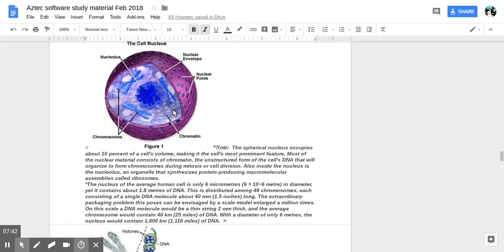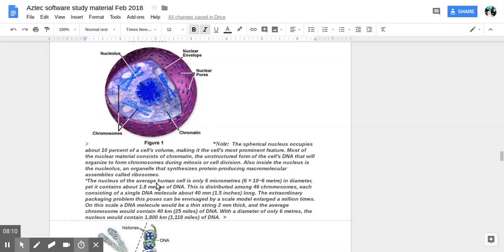Note, the spherical nucleus occupies about 10% of a cell's volume, making it the cell's most prominent feature. Most of the nuclear material consists of chromatin, the unstructured form of the cell's DNA that will organize to form chromosomes during mitosis or cell division. Also inside the nucleus is the nucleolus, an organelle that synthesizes protein-producing macromolecular assemblies like ribosomes.